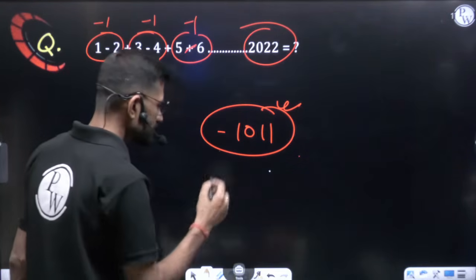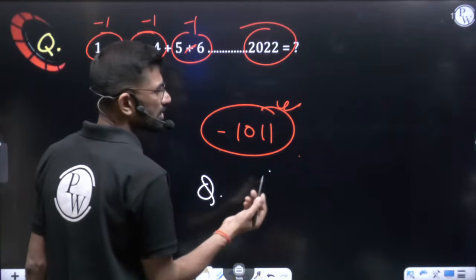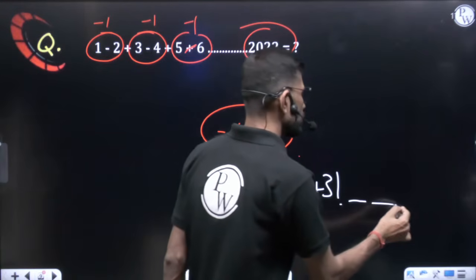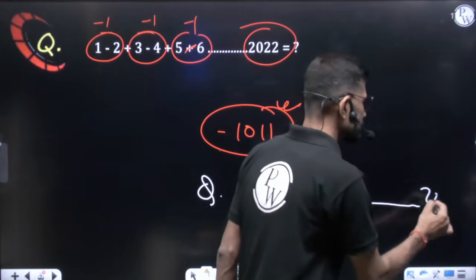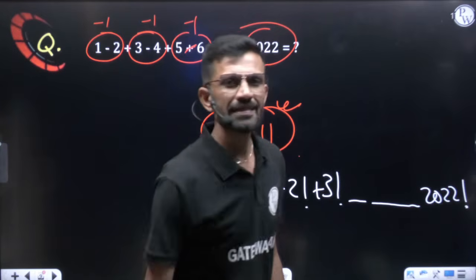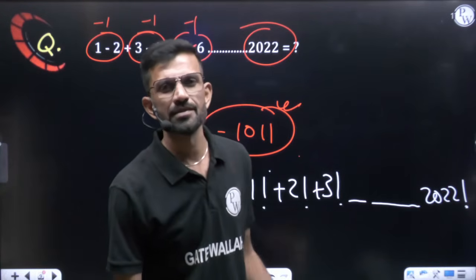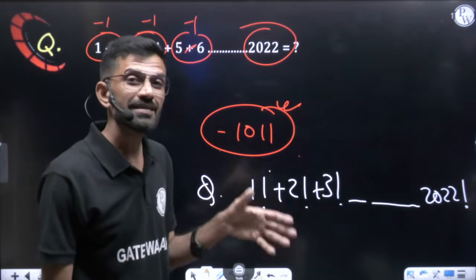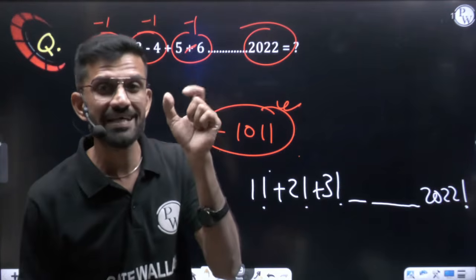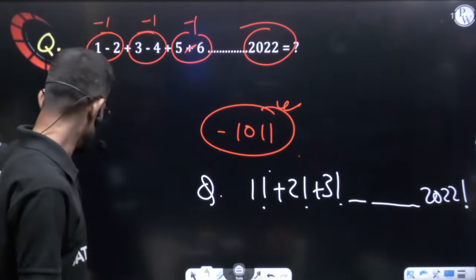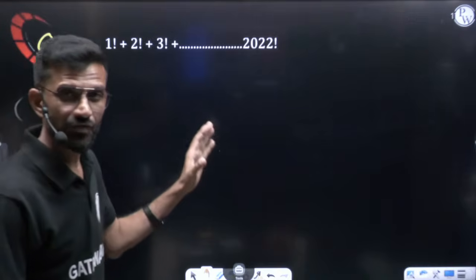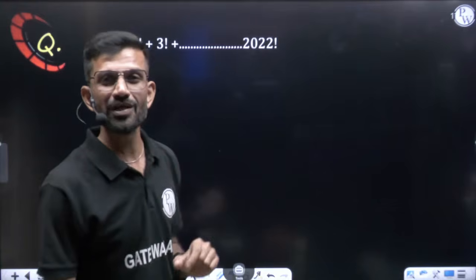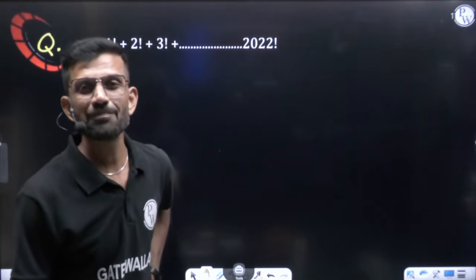So my dear friend, my next question goes like this: 1 factorial plus 2 factorial plus 3 factorial plus 4 factorial, and so on, up till 2022 factorial. In the answer, what will be the unit place digit? I'm not asking you what the answer is, I'm asking you, in the answer, what will be the unit place digit, the last digit of the answer. The question on your screen is this.